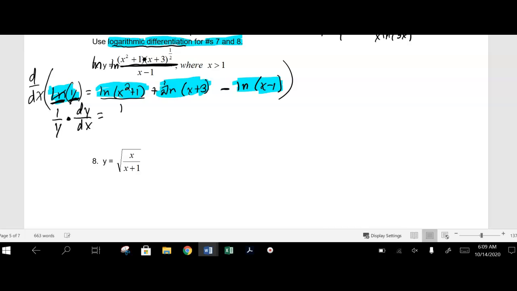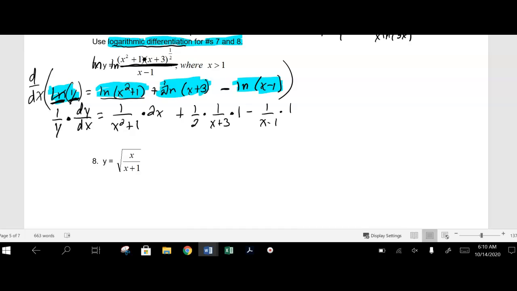This natural log derivative should be 1 over its inside. So 1 over x plus a 1. But then we know we've got to do the derivative of the inside, which is 2x. Plus the 1/2 we can drop down. And we just do the derivative of that natural log of x plus a 3, which would be 1 over the x plus a 3 times the derivative of x plus 3, which is just this 1. Last one, 1 over x minus a 1. That's the derivative of the natural log. And then the derivative of its inside, also a 1.